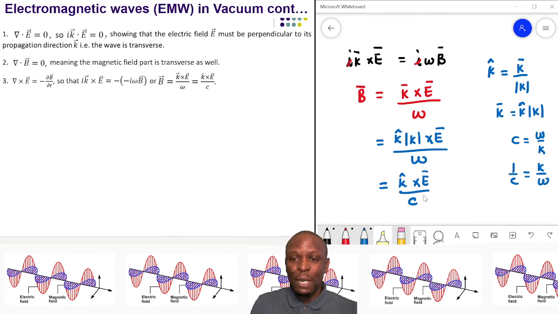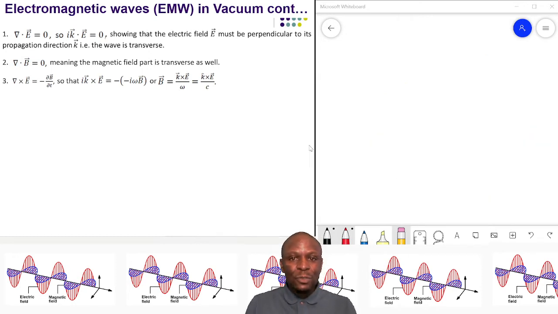But the dot product of two vectors, for example a dot b, is always a scalar, while the cross product of two vectors is always a vector. So that's what I wanted you to see.